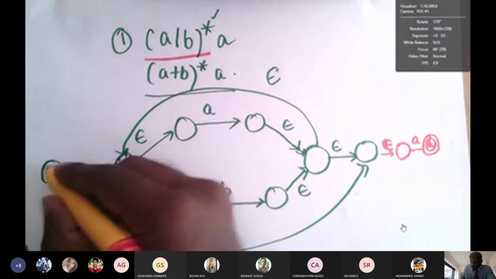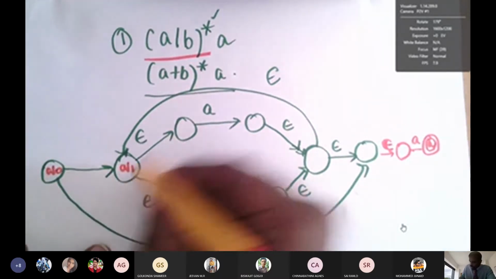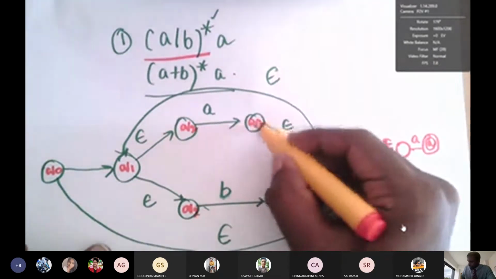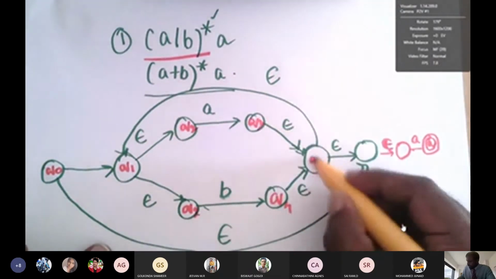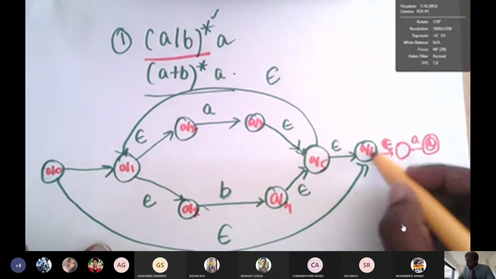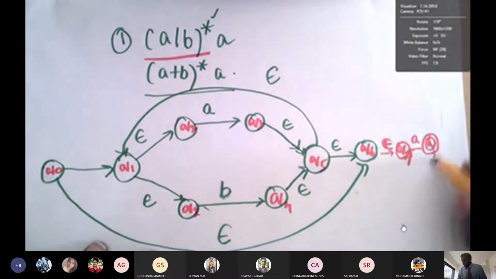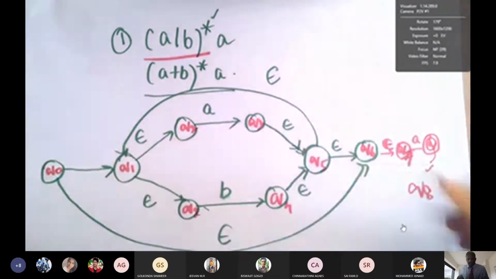Now name it as Q0, Q1, Q2. Any number you can give, no issues in that. Q3, Q4, Q5, Q6, Q7, and this is Q8. Or any way you can just give A, B, C, D also.